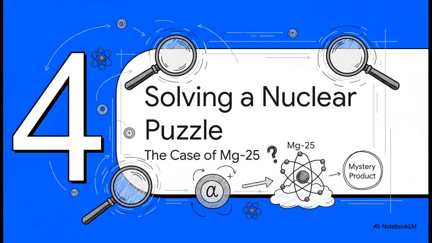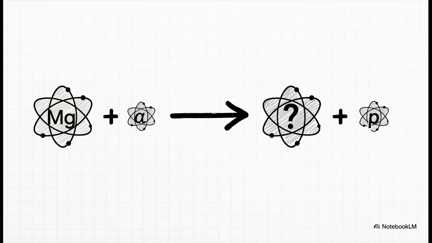So it's time to put those detective skills to the test. Let's take those two rules and apply them to a real case. We're looking at a reaction where an alpha particle hits a magnesium-25 atom. Our mission? Identify the mystery product. Okay, here's our equation on the screen. Magnesium-25 gets bombarded by an alpha particle. The reaction spits out a proton and, well, something else. Some unknown particle or nuclide. Our whole job right now is to use our rules to figure out exactly what's hiding behind that question mark.